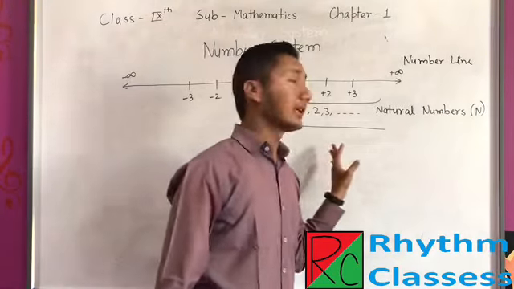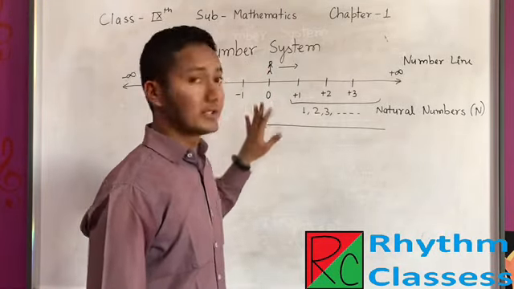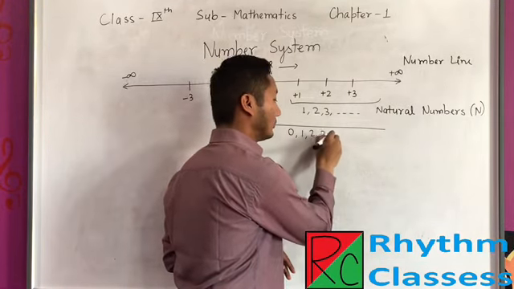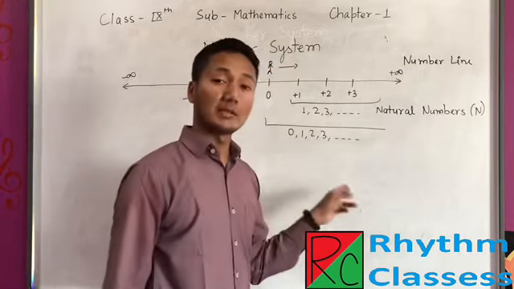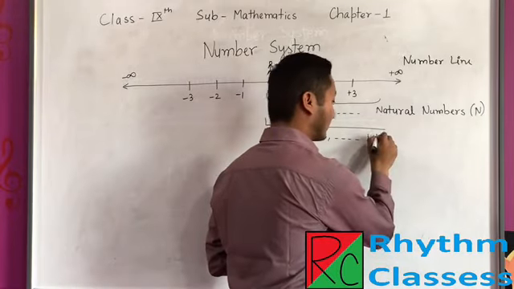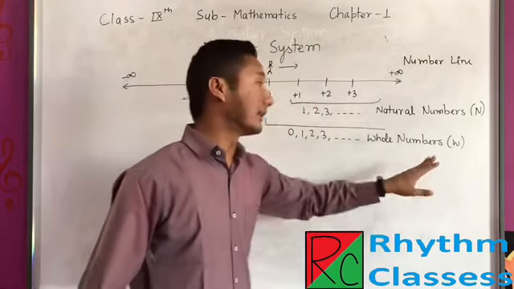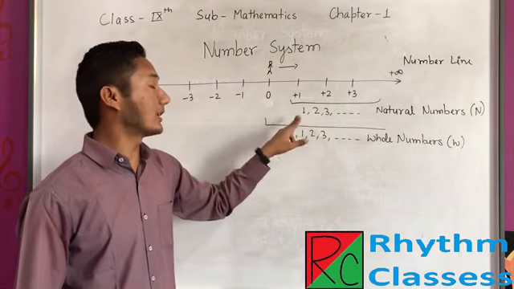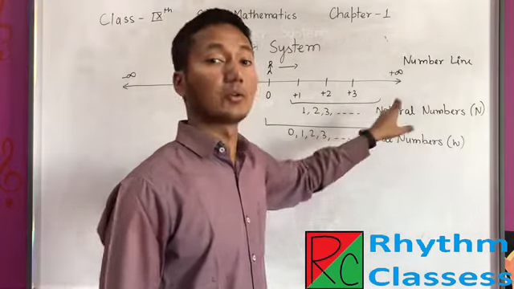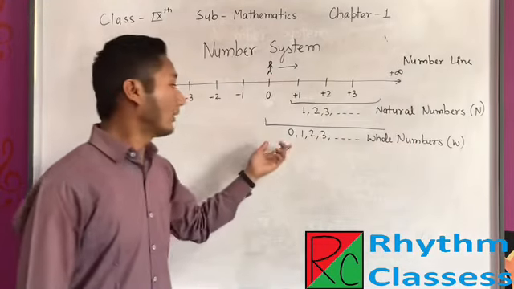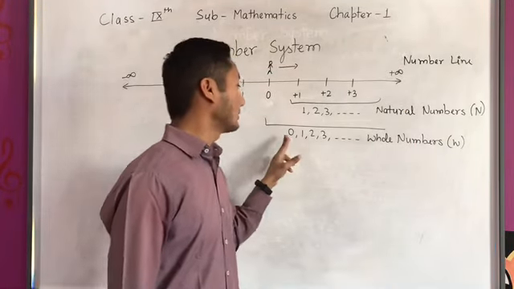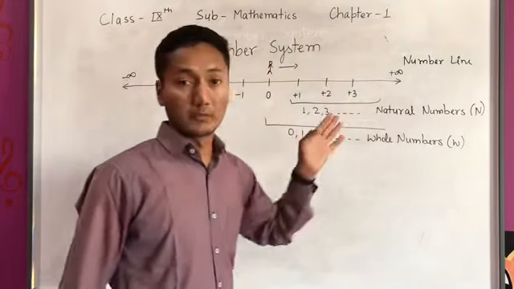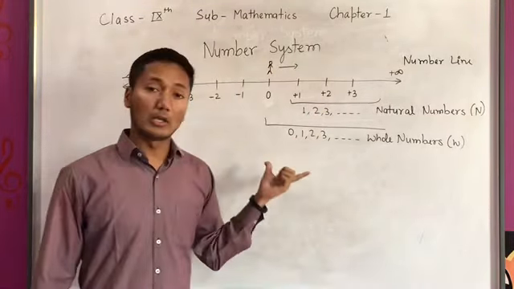If you take these numbers with 0, then what do you get? You get 0, 1, 2, 3 and so on. These numbers are called whole numbers. They are represented by W. Natural numbers are the numbers 1, 2, 3 and so on till plus infinity, and whole numbers are the numbers 0, 1, 2, 3 and so on.